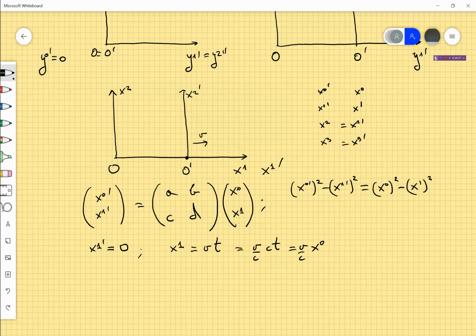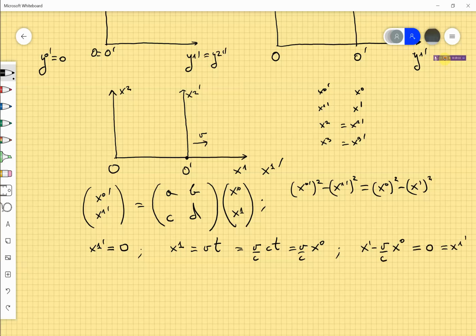So in general, because of linearity, x1 prime is going to be a linear combination of c times x0 times d plus d times x1. And when one side is 0, the other should be 0. So see that this means that x1 minus v divided by c x0 is equal to 0, which is x1 prime.